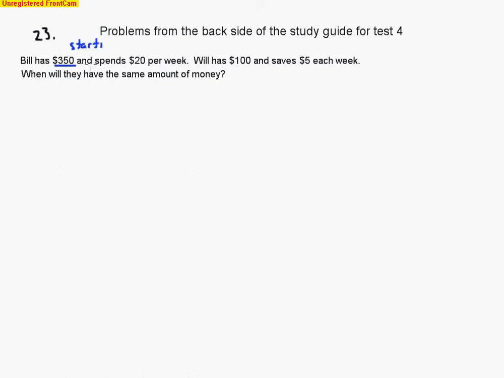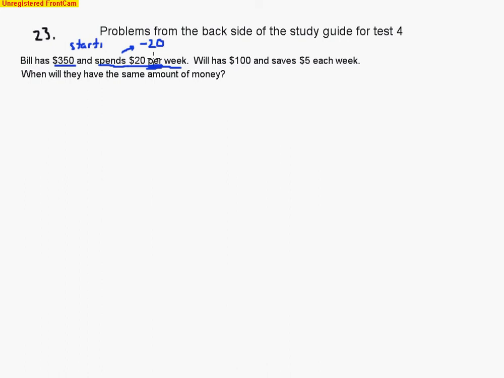Now he spends. So we've got to think about what kind of word that tells me we're going to do with this $20 per week. When I see the word per, I start to think, oh, this might be a variable amount right here, but I won't know until I get to the question. So spends definitely tells me that I'm going to minus $20, but per week.